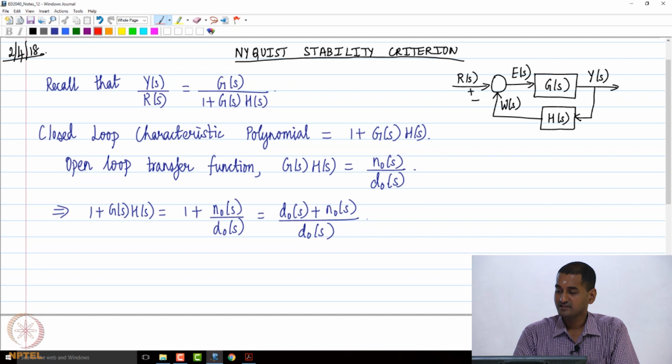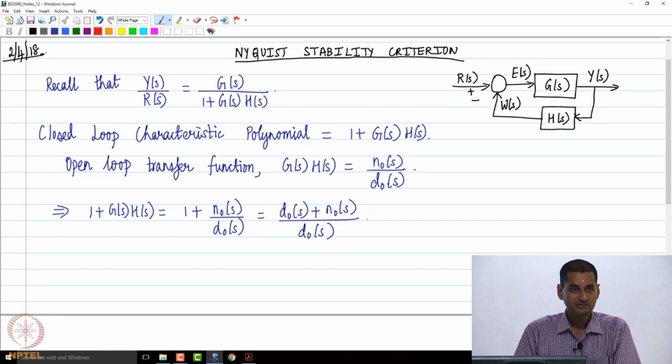G of s being the forward path transfer function, H of s being the feedback path transfer function, G of s H of s being the open loop transfer function, and the closed loop transfer function is going to be Y of s divided by R of s, which is G of s divided by 1 plus G of s H of s. So consequently the closed loop characteristic polynomial is going to be 1 plus G of s H of s.